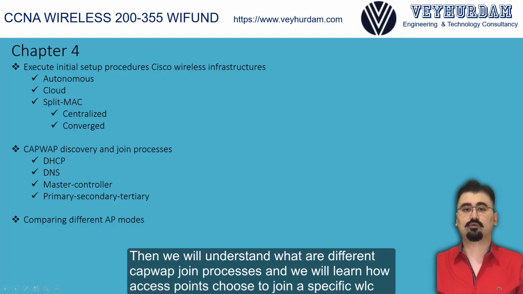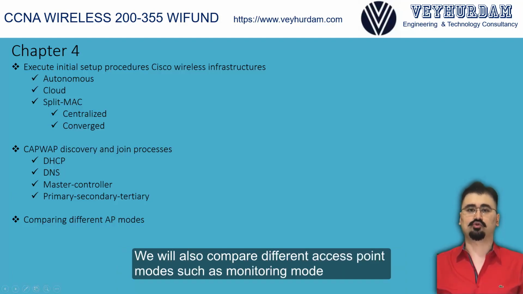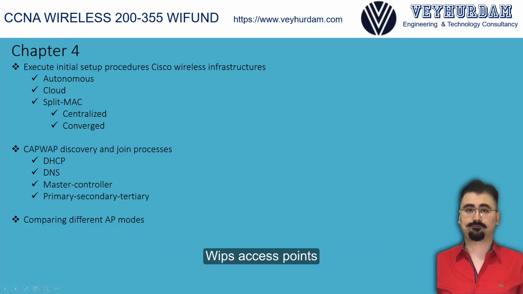Then we will understand what the different WLC join processes are, and we will learn how access points choose to join a specific WLC. What is a master controller? Why do we need primary, secondary, and tertiary controllers? We will also compare different access point modes, such as monitoring mode, FlexConnect mode, and VIPS access points.